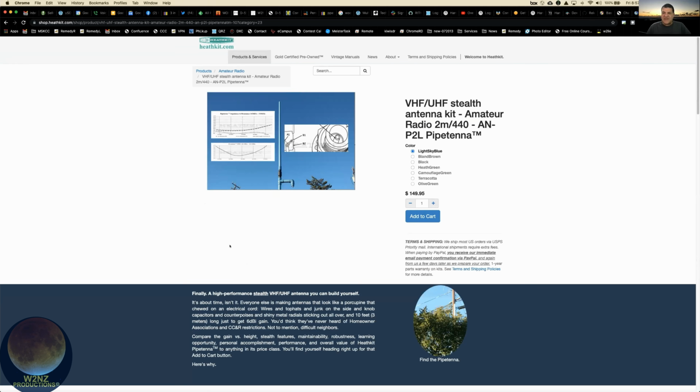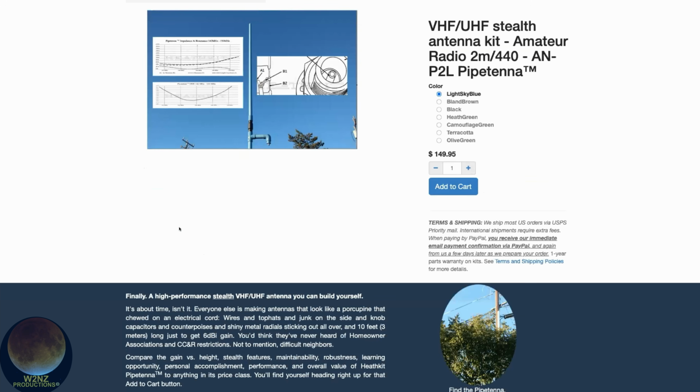And this is the pipe antenna. It's an antenna for those of you living in restricted HOA type of areas. Basically it's designed just to look like plumbing. It's a dual band 2-meter 440 antenna that just looks like some pipes. It's a neat idea and probably not overpriced for what it is, but there's nothing else.